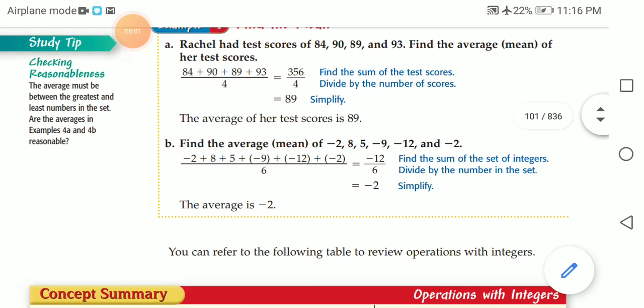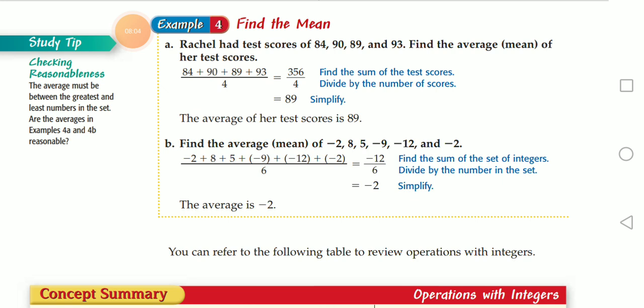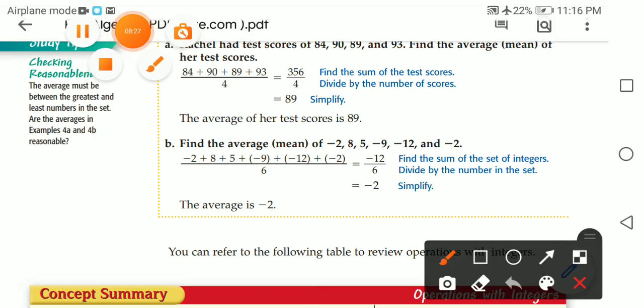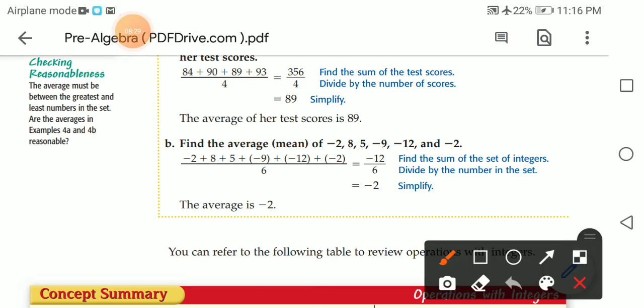Okay, find the sum of the set of integers. So negative 2 plus 8 plus 5 plus negative 9 plus negative 12 plus negative 2. After simplifying this, it will give me negative 12 over 6. So it will be negative 2. So the average will be negative 2. Here, what's the 6? It's the total number of integers given. 1, 2, 3, 4, 5, 6.